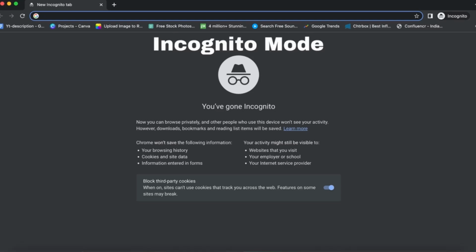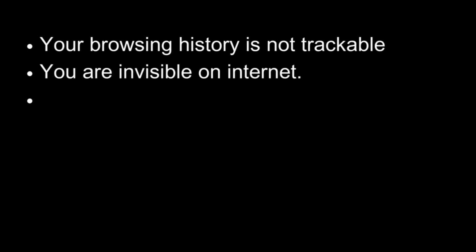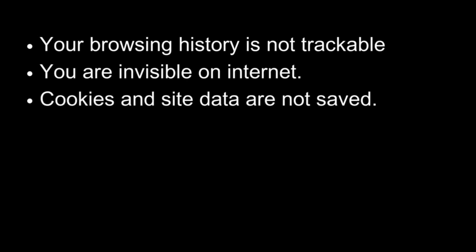Incognito. Most internet users use it regularly. Some of them use it occasionally, and all of us have a misconception about incognito mode. Before researching for this video, I had the same misconception: that your browsing history is not going to be tracked by anyone, you are actually invisible on the internet, and your cookies are not even saved.